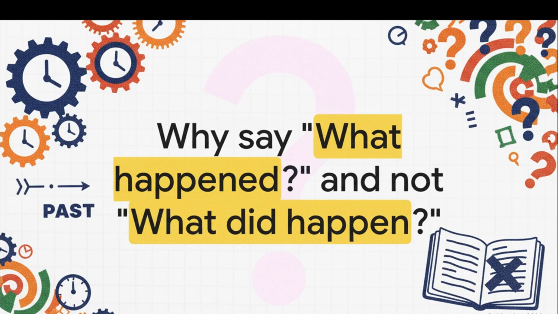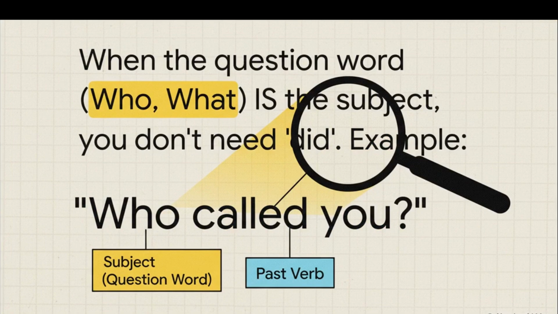Now for a tricky one. This next question confuses a lot of people, even people who have been speaking English for a while. Based on the rule we just learned, you'd think what did happen would be correct, right? But it's not. So what's going on here? Well, the secret is all about the subject of the question. In a sentence like, what happened? The word what is the subject. It's the thing that's doing the action. And when the question word, like who or what, is the subject, you don't need to use did. That's why we say who called you, not who did call you.